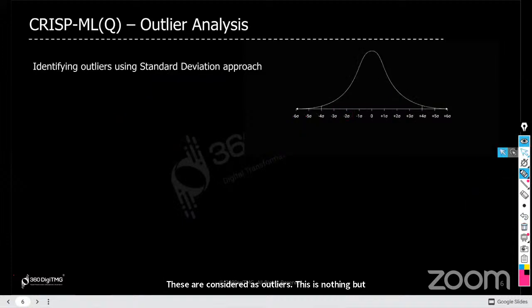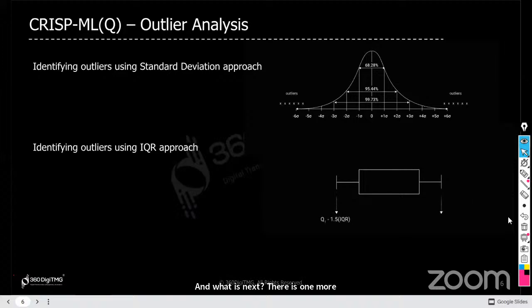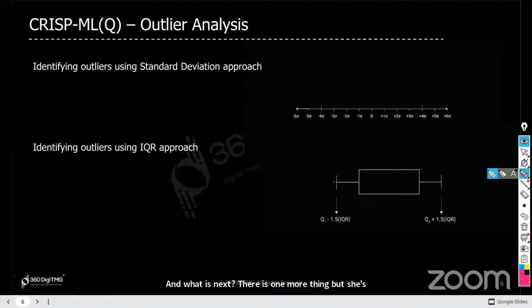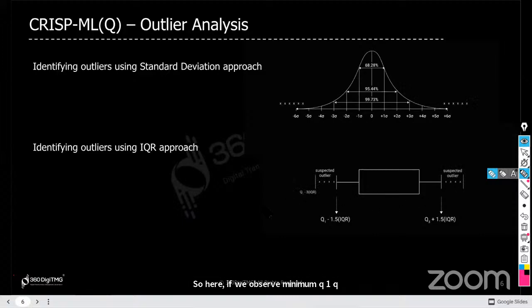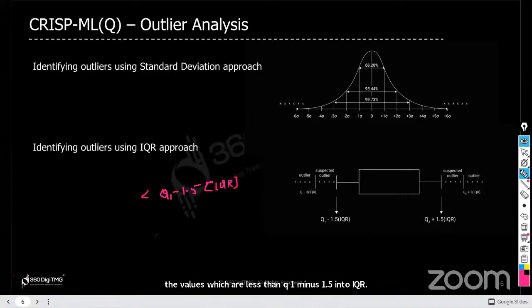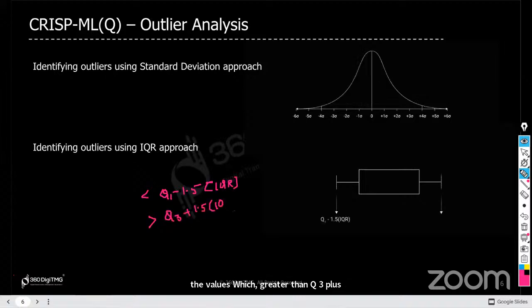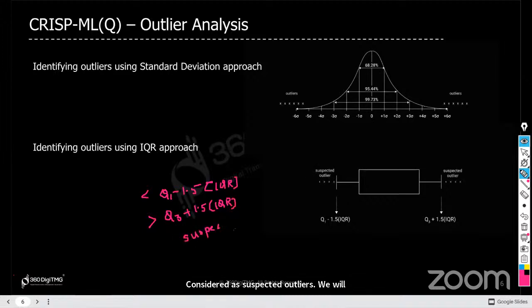And what is next? There is one more thing, which is identifying the outliers using the IQR approach, which we have already seen when we talked about the box plot. Here, we observe minimum, Q1, Q3, maximum. The values which are less than Q1 minus 1.5 times IQR, and the values which are greater than Q3 plus 1.5 times IQR, are considered suspected outliers. We will call them suspected outliers.